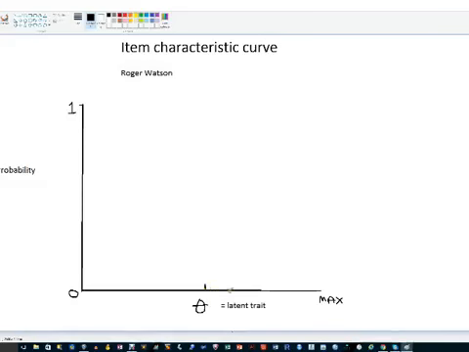So people scoring above that point are scoring high on the latent trait. And people scoring below this are scoring low. I'm going to draw it below the axis and you'll see why in a minute. So this range is low on the latent trait, this range is high, and this here is the mean.